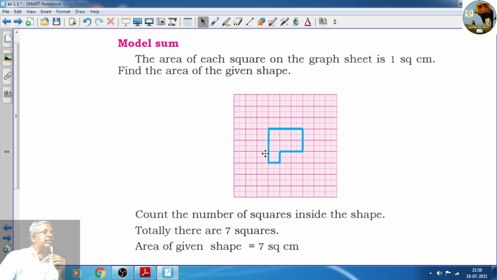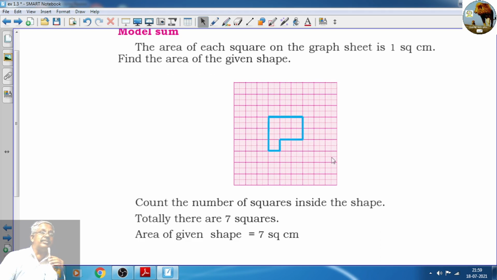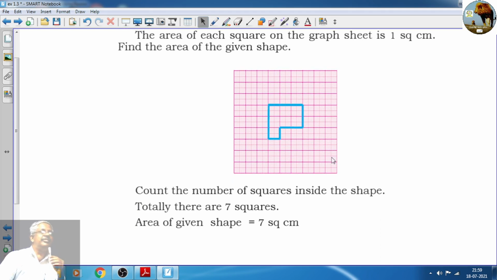Look at this picture. I have 1, 2, 3 moving upward, 1, 2, 3 moving right side, and 1, 2 coming down, and 1, 2 to the left, again 1 coming down. Look at this, how many squares are here? 1, 2, 3, 4, 5, 6, 7. As per the graph which I have told you, the area of the given figure should have 7 square centimeter. That's what even this textbook tries to teach you.